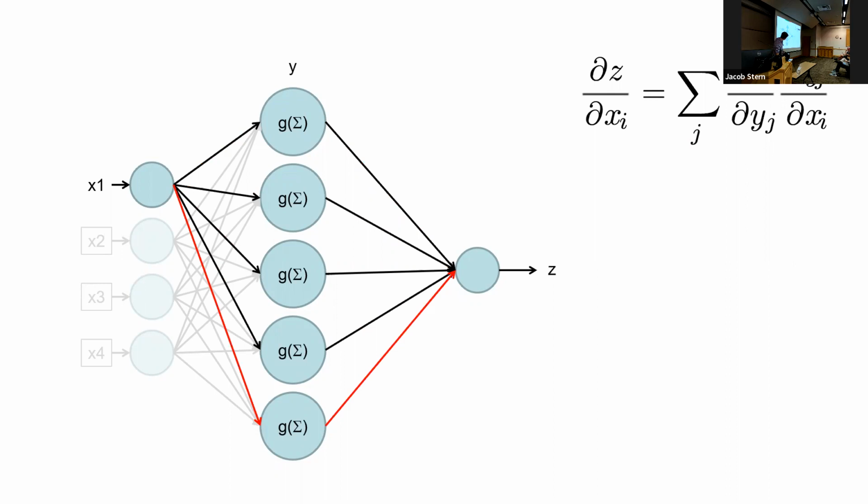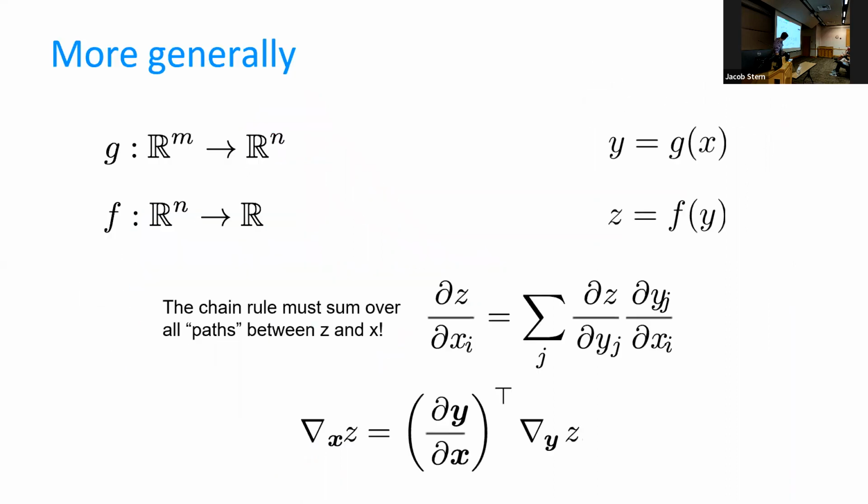And if we go back to that original slide, that can be expressed more simply as a dot product, where we're taking the derivative of each of the yi's with respect to x, times the gradient of z with respect to y.